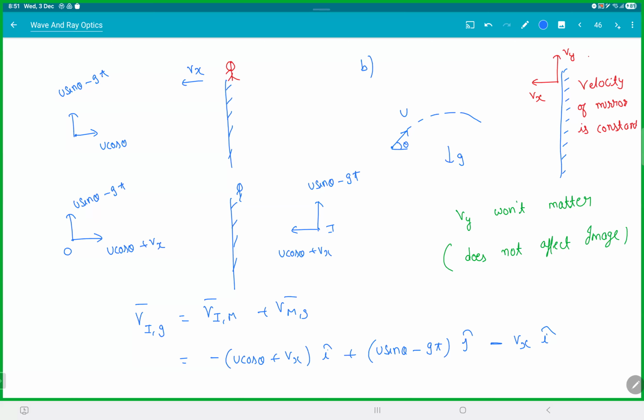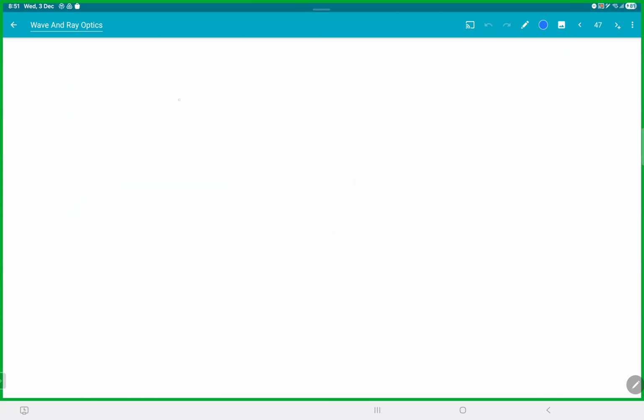Clear? You know how they can frame this question? They will do something like this. They will say there is a block here of mass m which is coming with speed u. There is a mirror also of mass m. E is equal to 1 and this is smooth. They will say find the velocity of the image before and after collision.